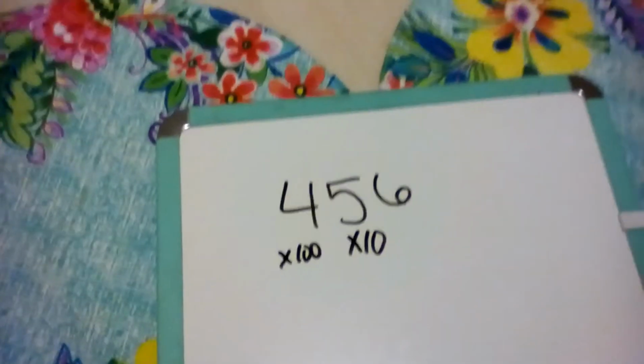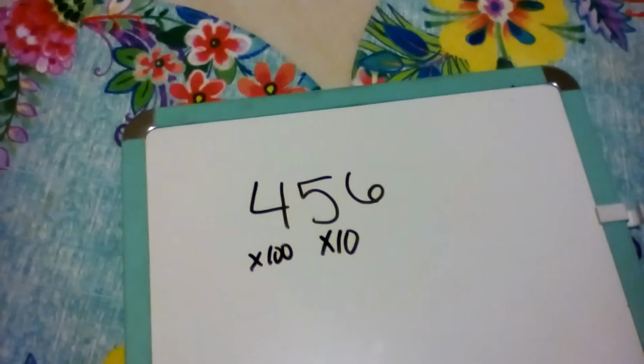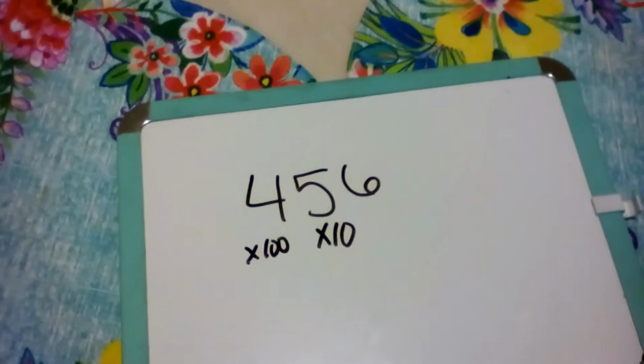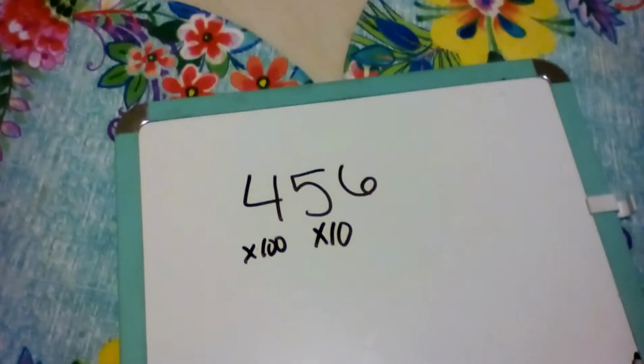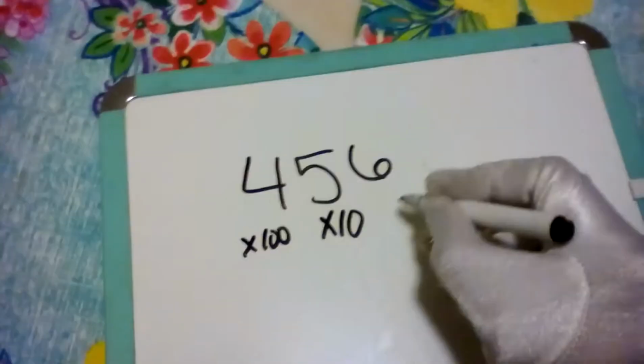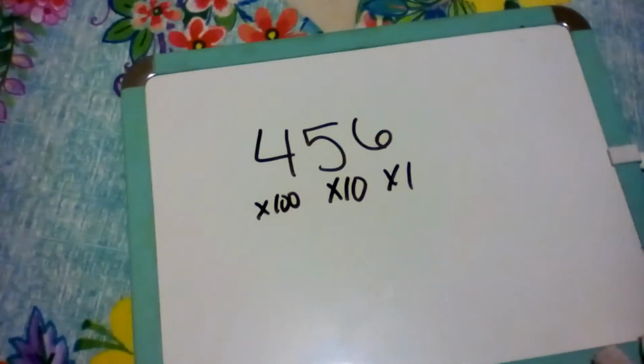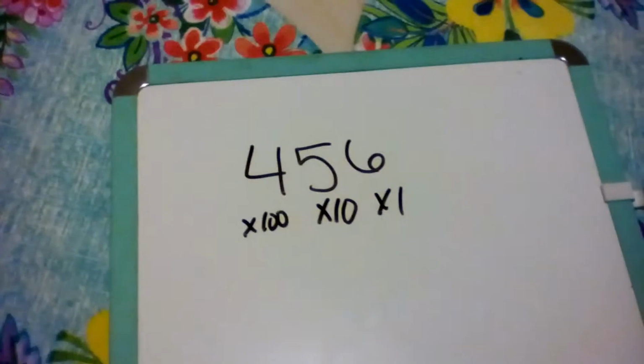And that the numerical place value for the hundredths place is times 100. And what place value is the 6 in? That's right, it's in the ones place. And the numerical value of the ones place is times 1. Cool. So let's move on now.